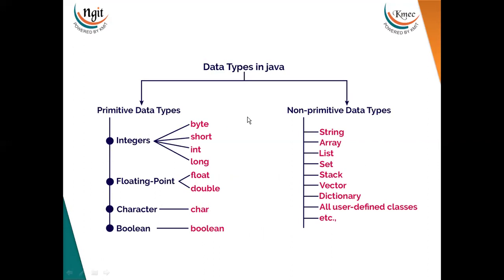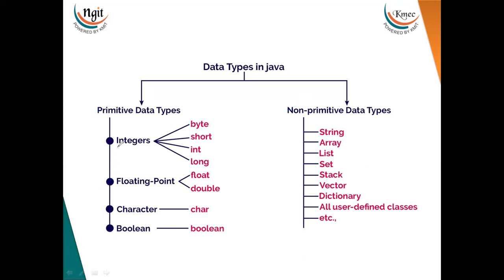First, sir, what is this data type? Data type is a term. It represents the type of data you are storing in a variable. These data types are classified into two categories: primitive data types and non-primitive data types. Again, the primitive data types are classified into four types: integer, float, character, and boolean. First I'm going to cover the primitive data types, then we will look into the non-primitive data types.